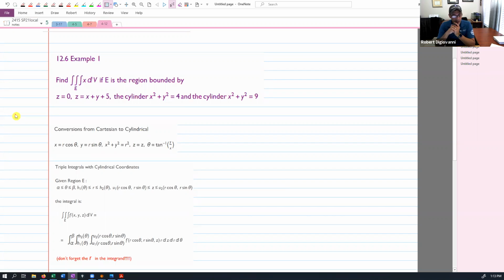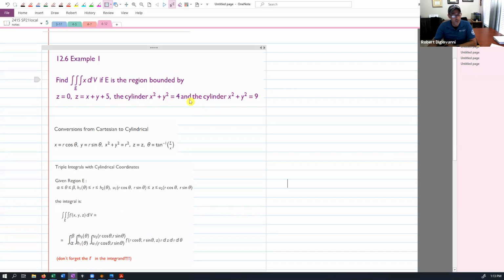And then we have a cylinder of radius 2. Now notice this cylinder is missing the z, right? So this is basically a circle of radius 2 that extends up and down through the z-axis. And then we have another cylinder that's missing the z. So it also extends up and down the z-axis, but this one has a radius of 3 instead of 2.